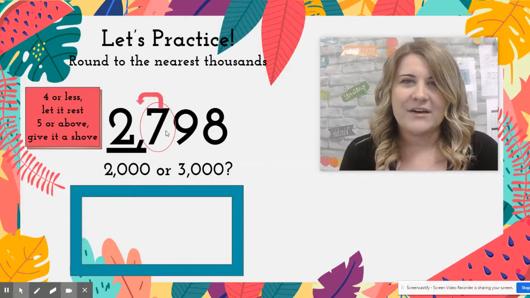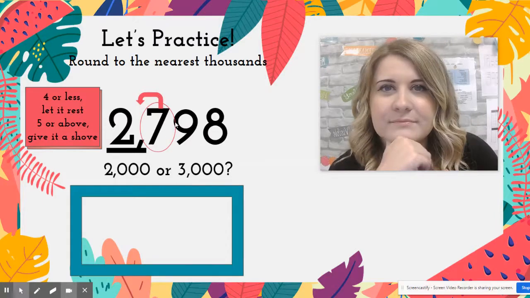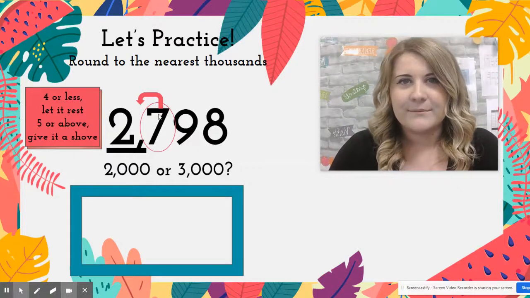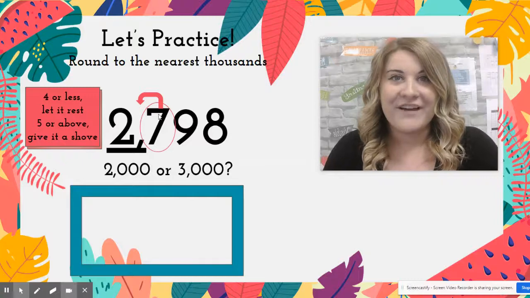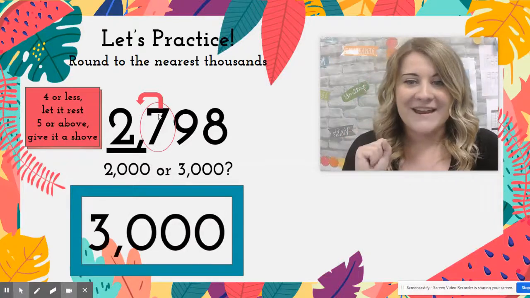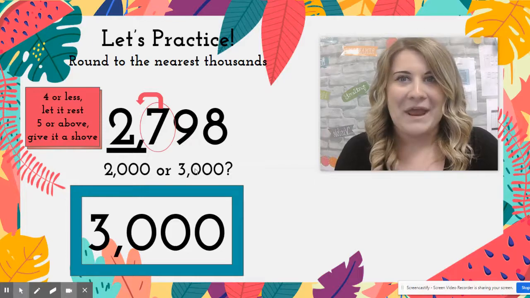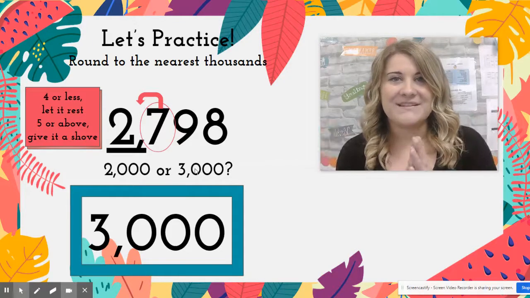What is the 7 telling the 2 to do here? Is this 4 or less, let it rest, or is this 5 or above, give it a shove? What do you think? If you said 5 or above, give it a shove, you are right. We're going to shove it up to a 3, and then the 7, the 9, and the 8 all become zeros, and we're done. So that is how you round to the thousands place.